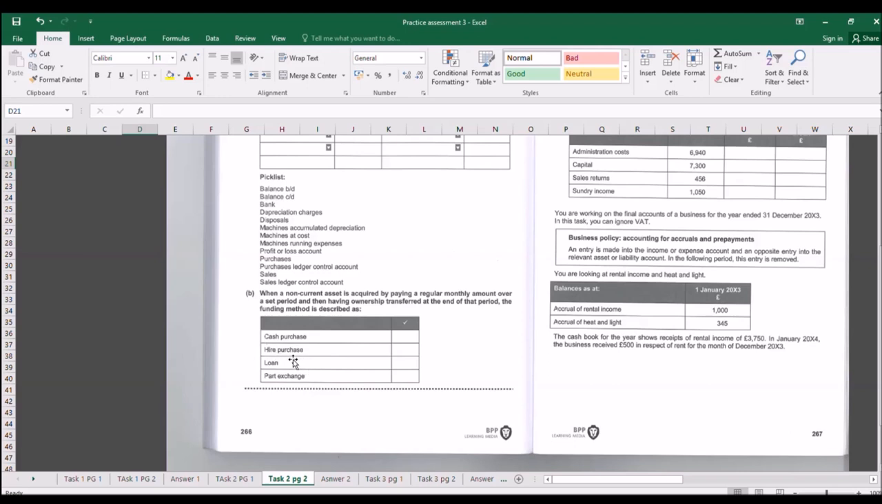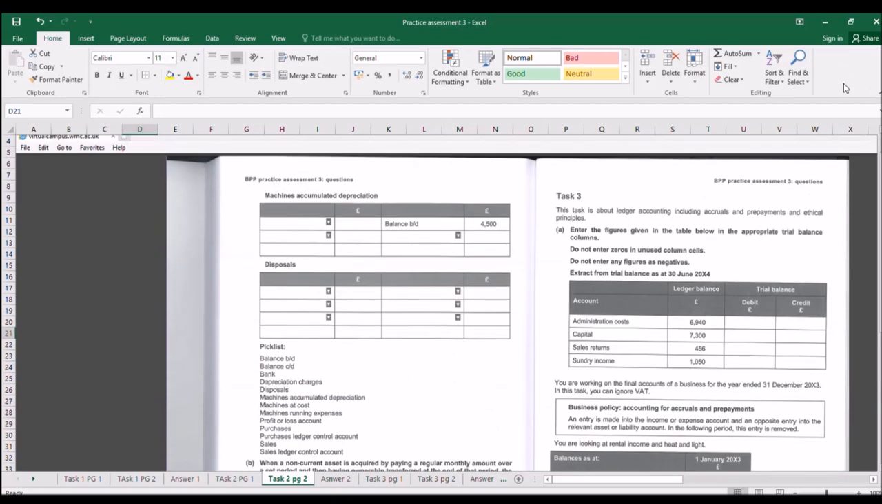But what we might actually have here is that the useful economic life might not be as long as the full economic life, but because the title has been transferred, there might be some kind of final payment or something like that. And it is not a part exchange, so that will be hire purchase in that one. And that is task two.